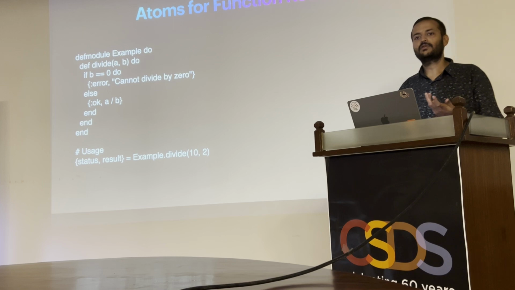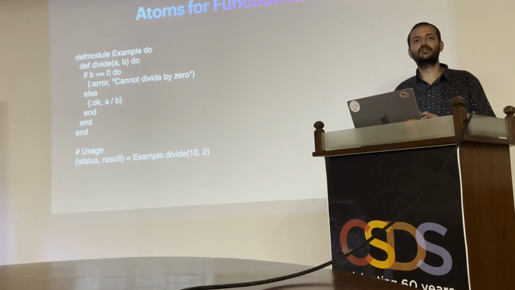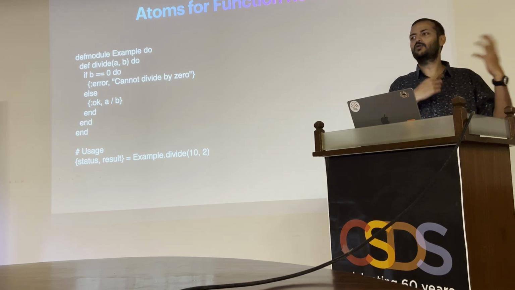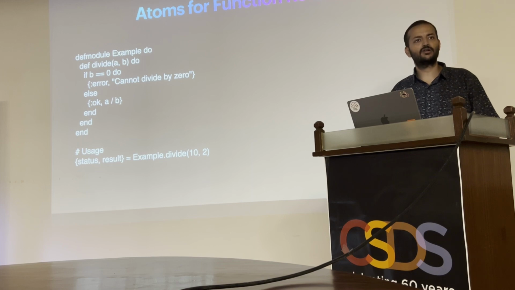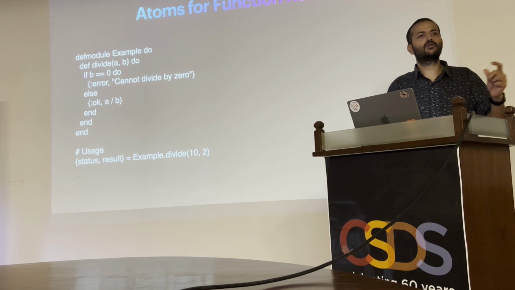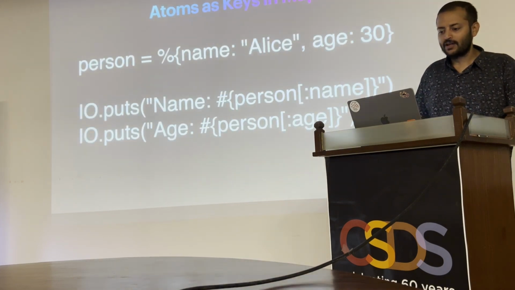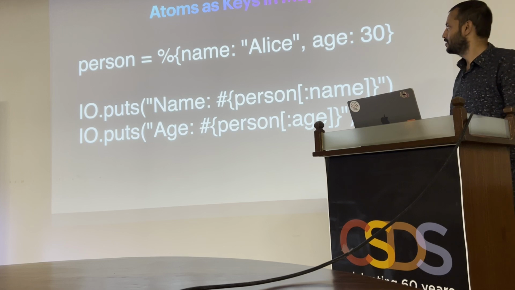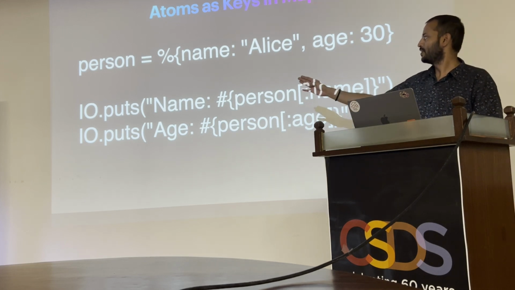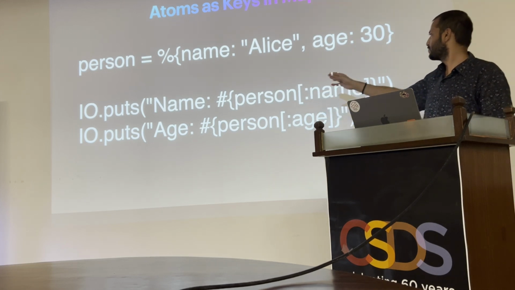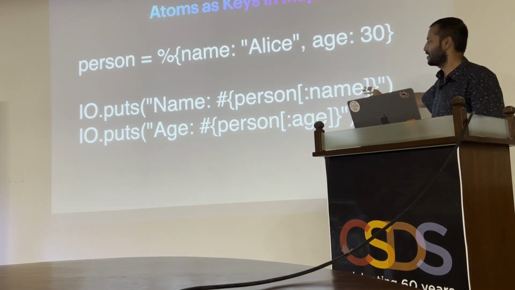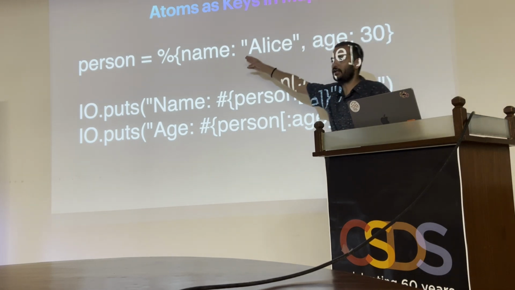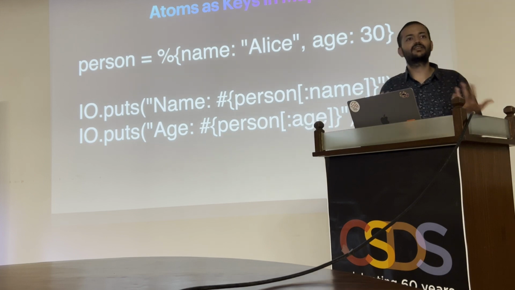What is an atom? An atom is something whose name is its own value. This is how the Elixir school and the Elixir documentation presents it. And I think it's very well written. Its name is its own value. An atom can also be used as keys in different maps, right? So you can see here that if you were to use name and assign this as an atom, which is equal to the name that you've assigned on top, it still works.